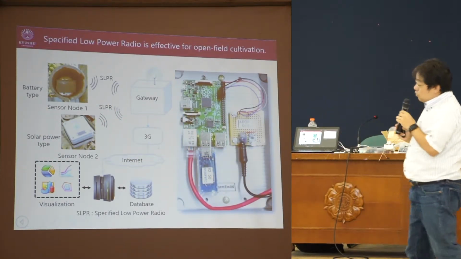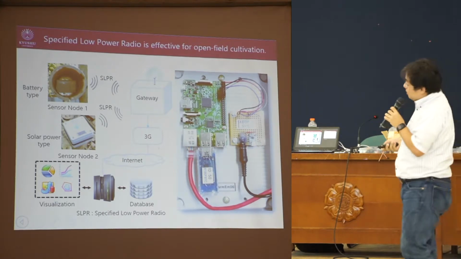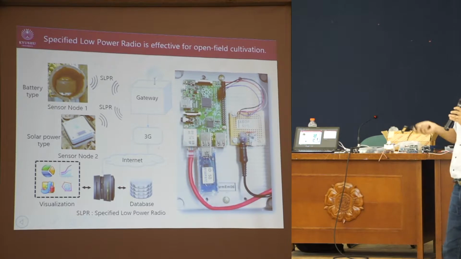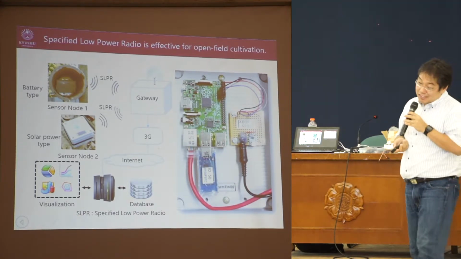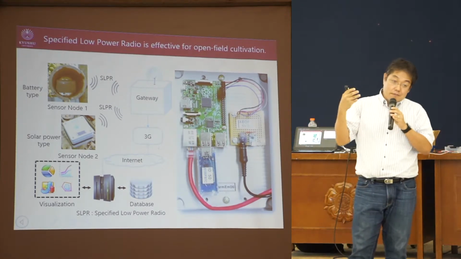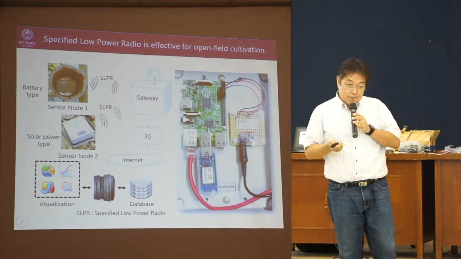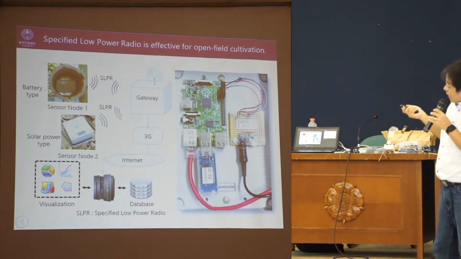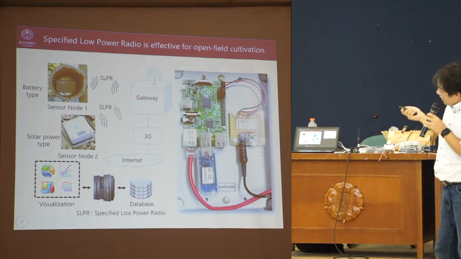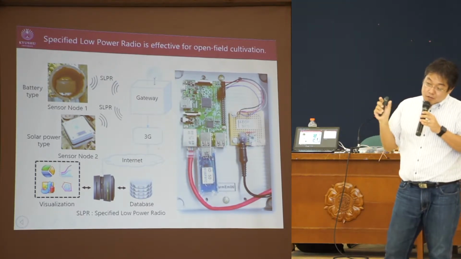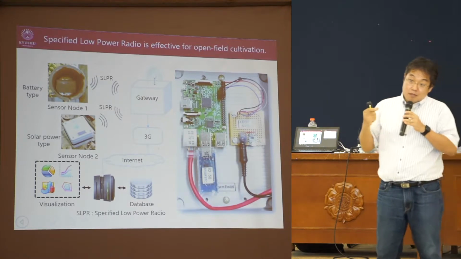This is one of the sketches of the monitoring system. This part is a specified low power radio wave. So this is installed in the bundle tree. So this node is running by battery. The solar power type has a solar panel here, 1 centimeter by 3 centimeter square. This is not such a big solar panel.